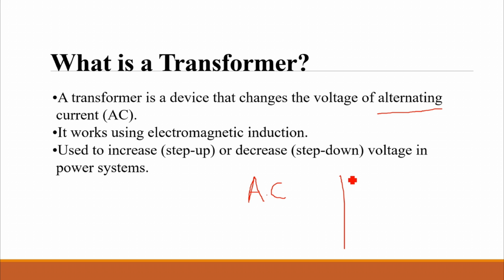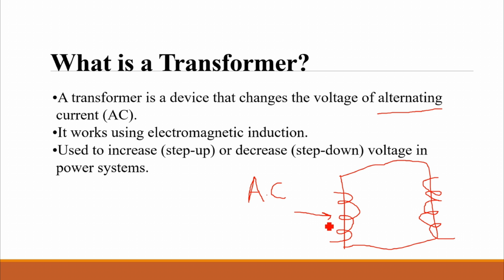Suppose this is a transformer where we use the iron core. This is an iron core and it has two coils. This one is the primary coil and this one is the secondary coil. AC, alternating current, goes here in the primary coil, and the primary coil then generates a magnetic field which then induces a low or high voltage in the secondary coil. Now either it can increase the voltage or decrease the voltage, depending upon the number of turns in these coils.